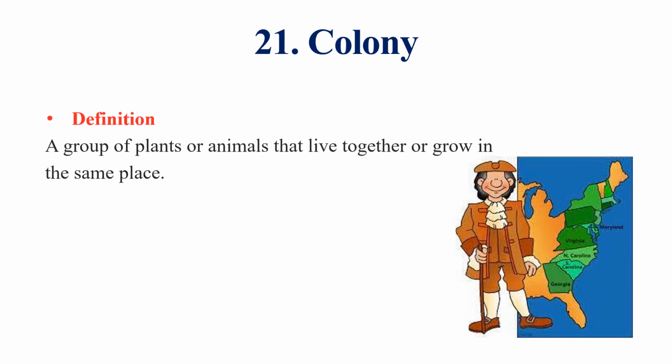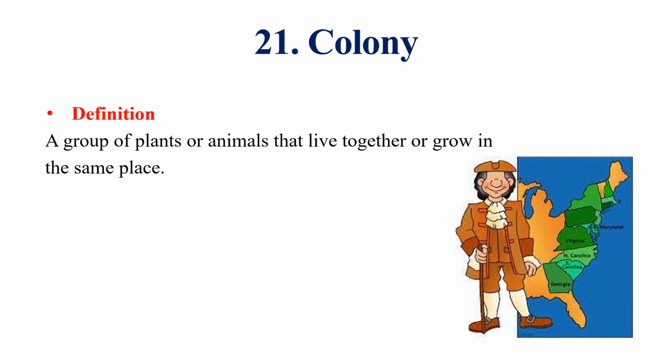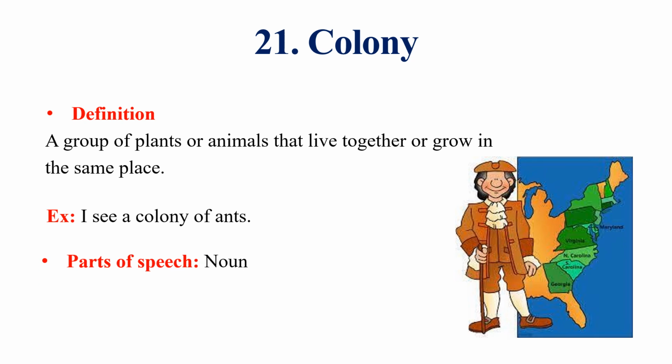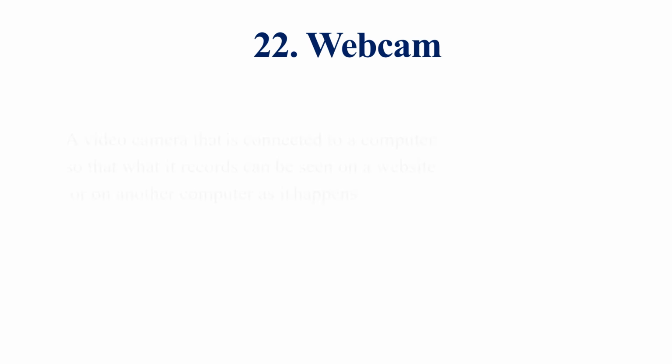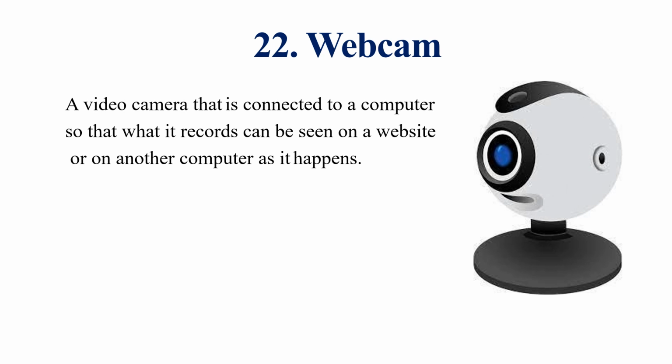Colony. A colony is a group of plants or animals that live together or grow in the same place. When I say a colony of ants, it means a group of ants. This word is a noun. Webcam. It's a video camera that is connected to a computer so that what it records can be seen on a website or on another computer as it happens. This word is a noun.